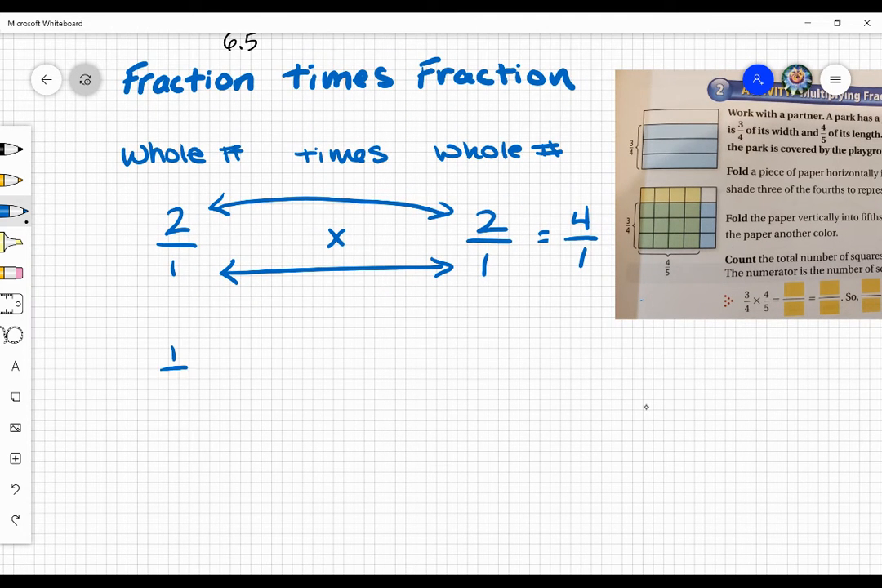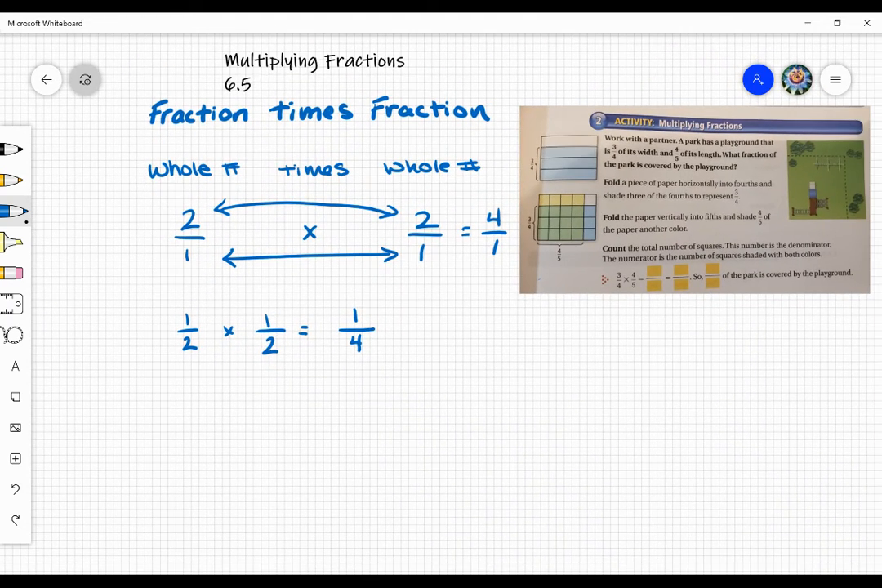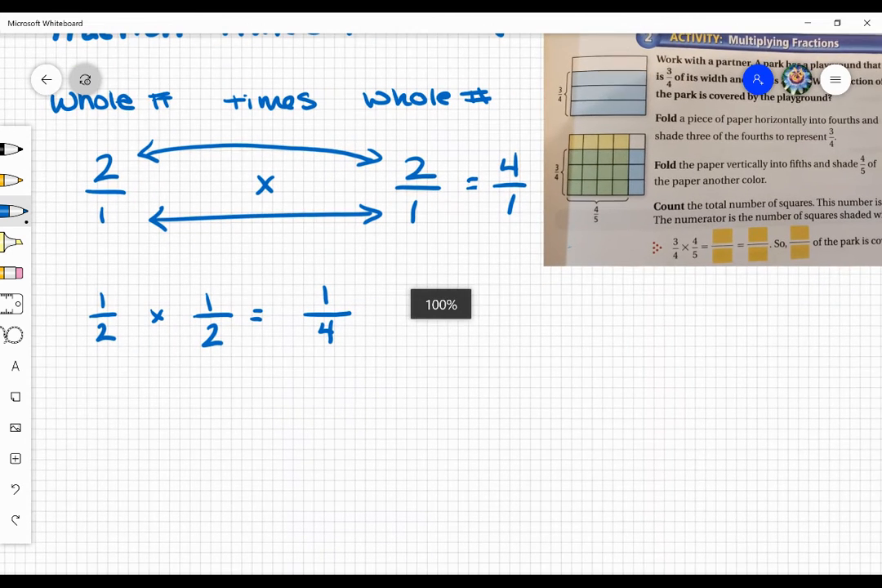Let's say it was 1/2 times 1/2. We do the same thing, except the numbers are flipped, where the ones are on the top. So 1 times 1 gives you a 1 for your numerator of your product, and 2 times 2 gives you 4. So it looks like 1/2 times 1/2 is 1/4. But what does that really mean? And that's what we're going to be focusing on. Do we know what multiplying fractions means?